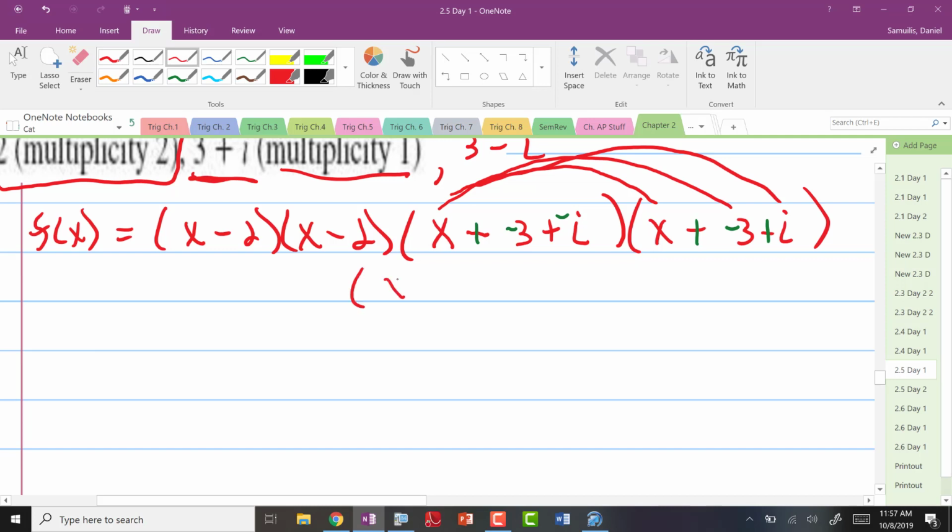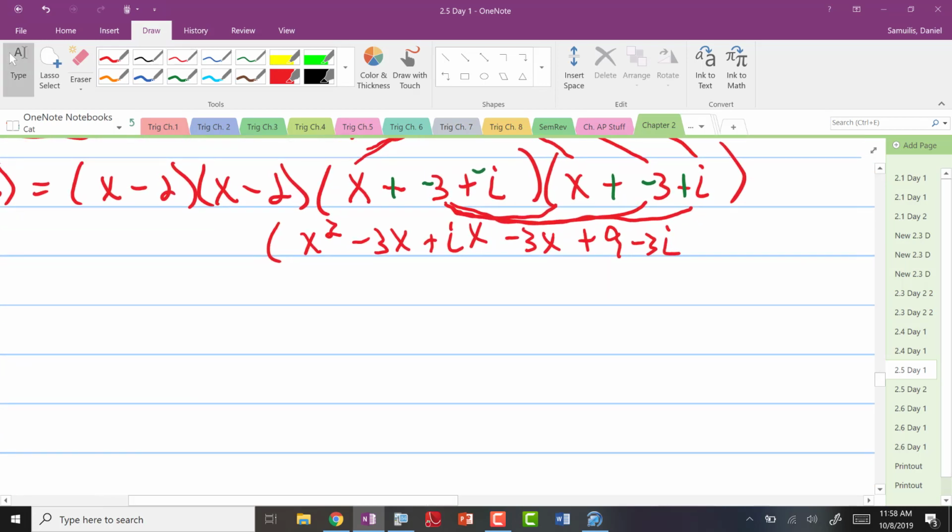I'll write this over here. x squared minus 3x plus ix. And don't tell me this is too hard. It just takes a little bit of time and a little bit of care. Minus 3x again. This is why I said 9 lines. Plus 9 minus 3i. And then you're going to find out everything that has an i in it will cancel.